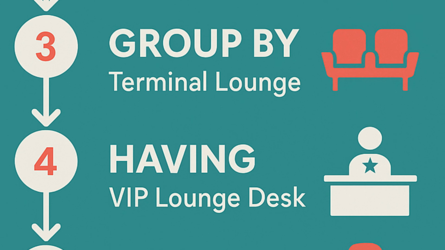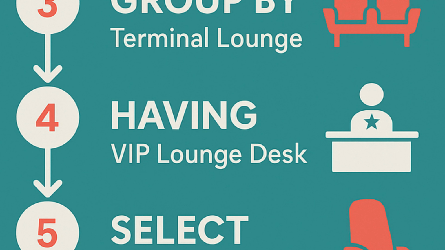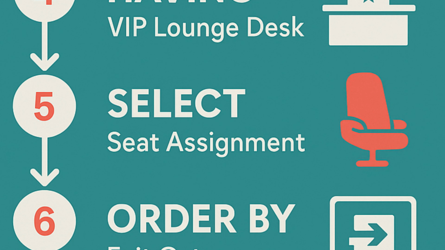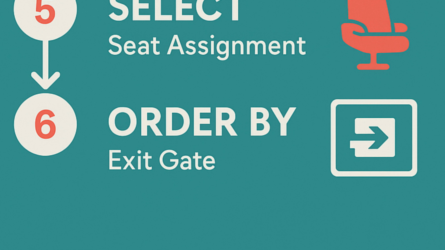Next, we have our having. This is your VIP clearance. Who gets through the premium filter? Next, we finally circle back to that select statement. This is kind of your seat assignment. What do we really care about? Finally, we land with the order by. This is your exit gate.